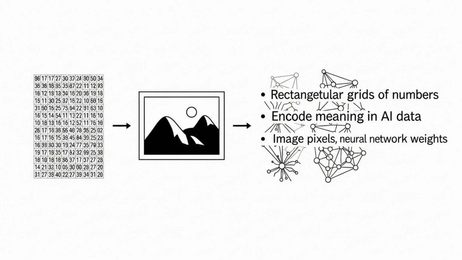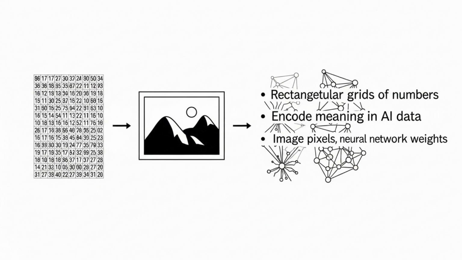Imagine a black and white image. It becomes a matrix where each number represents a pixel's brightness. Or consider the brain of a neural network. It's actually a vast collection of matrices storing all the learned patterns and connections. When ChatGPT processes your question, it's performing millions of matrix operations every second.